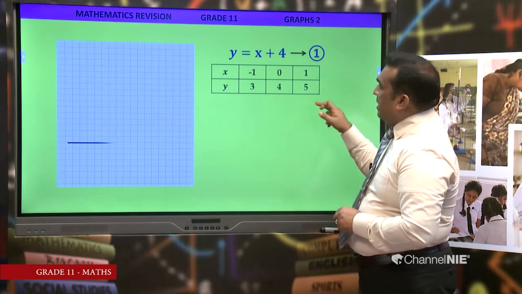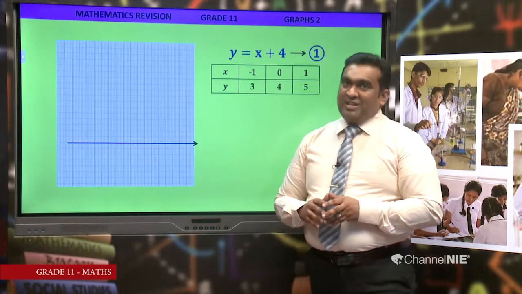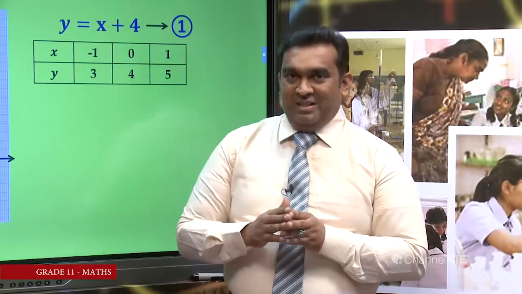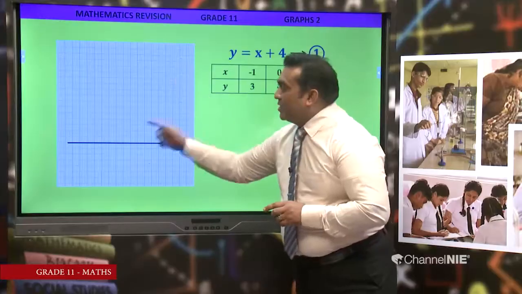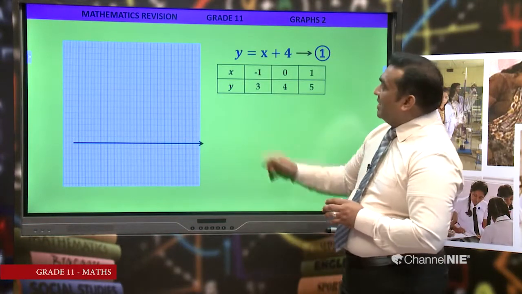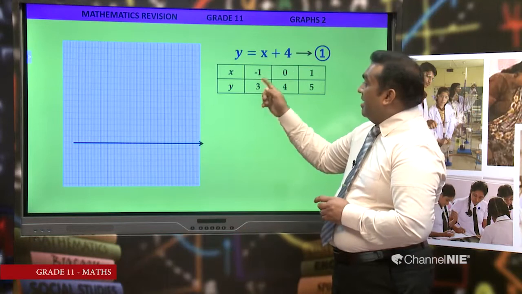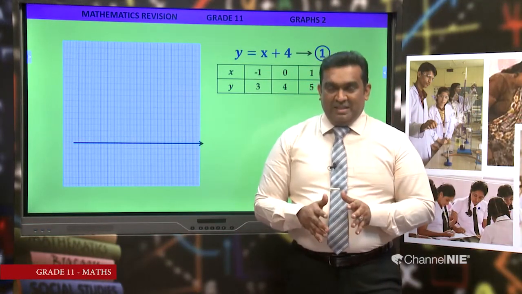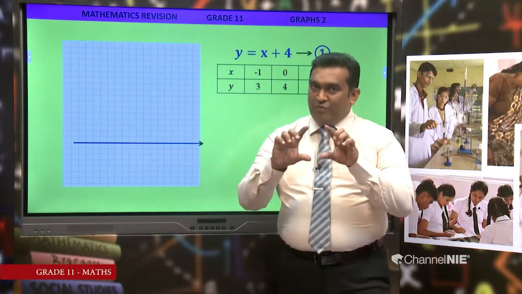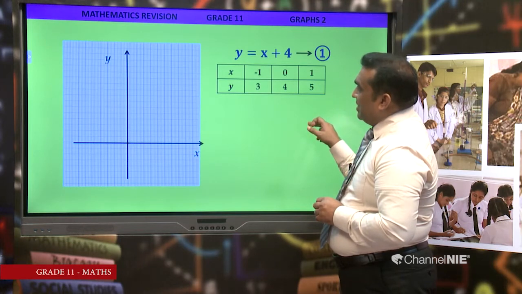Then this is your graph paper, this is your x-axis. How to select the x-axis according to the given numbers? Minus 1, 0, 1. If you have only positive values, then there is no need to use the negative side, meaning the left hand side from 0. You consider the range of x before drawing the x axis, and the range of y before drawing the y axis. First you have to set up the system of axes, x axis and y axis, according to the values of x and y. Here, x-axis, then y-axis.